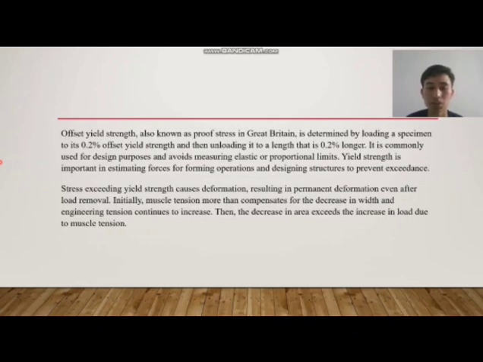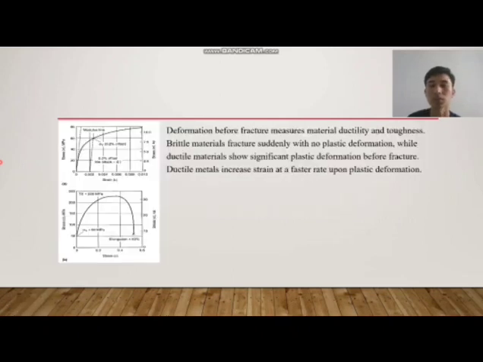Initially, strain hardening more than compensates for the decrease in width, and engineering stress continues to increase. Then the decrease in area leads to a decrease in load despite strain hardening. Next, deformation before fracture measures material ductility and toughness. Brittle material fractures suddenly with no plastic deformation, while ductile materials show significant plastic deformation before fracture. Ductile metals increase strain at a faster rate during plastic deformation.